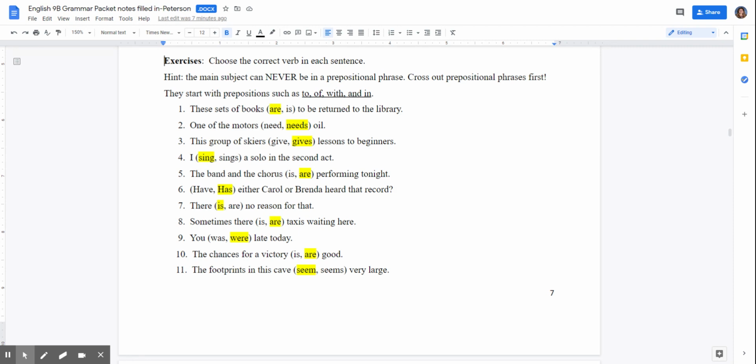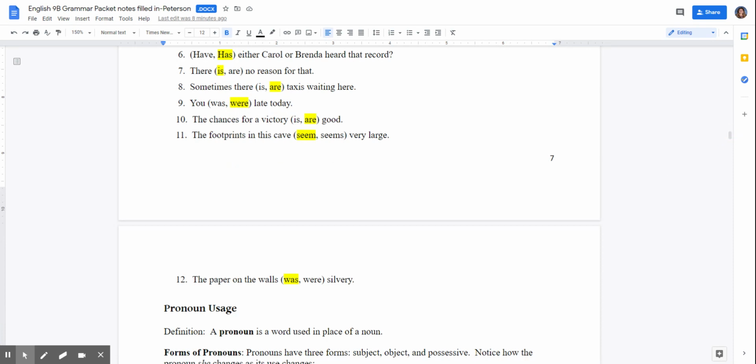Ten, the chances for a victory are good. Chances is plural, are is plural. Eleven, the footprints in this cave seem very large. Footprints seem large. And the last one, the paper on the walls was silvery. Paper is singular, was is singular.